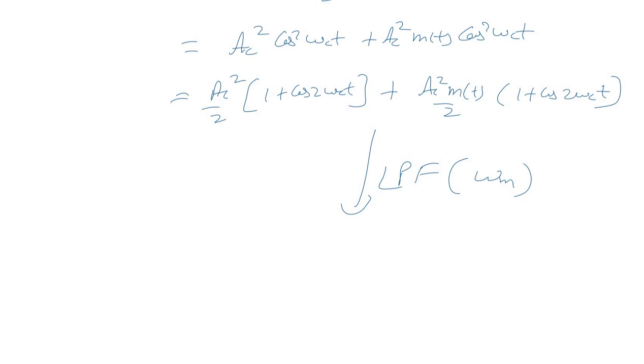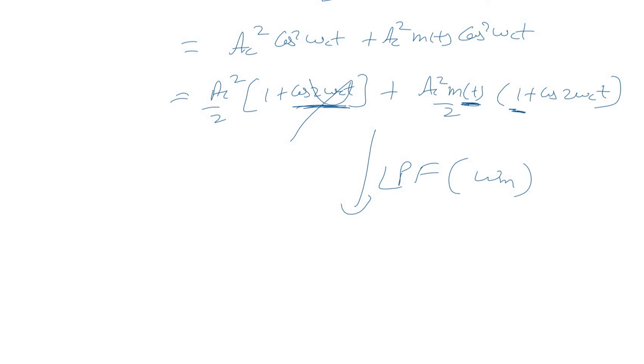Now if you look at this signal, there are different components. This Ac square by 2 is a constant entity, does not affect the signal, and can be suppressed at any point of time using some discrete elements. Then the second element is Ac square by 2 into cos 2 omega c t. The frequency component present is twice omega c, which is much larger than omega m, hence this will get eliminated. The next component is Ac square m(t) by 2 into 1, right? So the frequency component present here is omega m, the frequency of the m(t) signal, right?